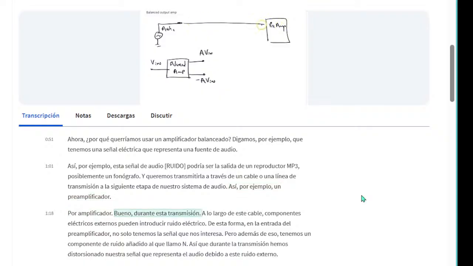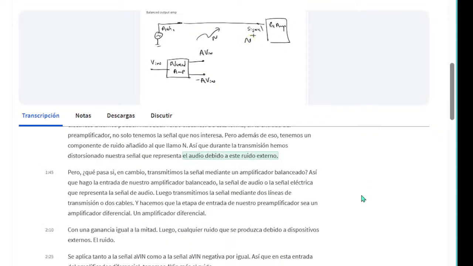Well, during this transmission along this cable, electrical noise can be introduced by external electrical components, so that at the input of the preamp, we not only have the signal that we're interested in, but we have, in addition to that, this added noise component that I'm calling Vn. So during the transmission, we have distorted our signal that represents the audio by this external noise. But what if instead we transmit the signal using a balanced amplifier?